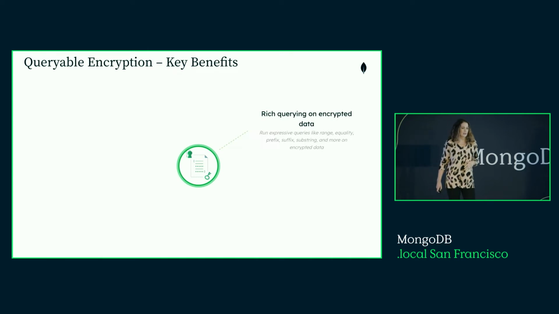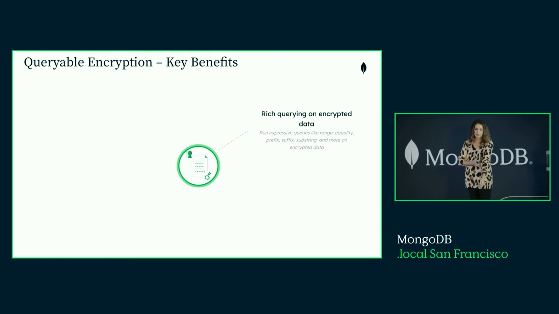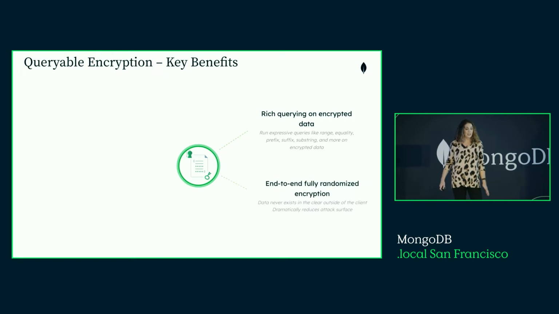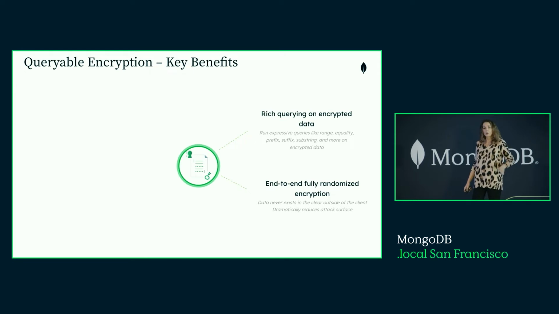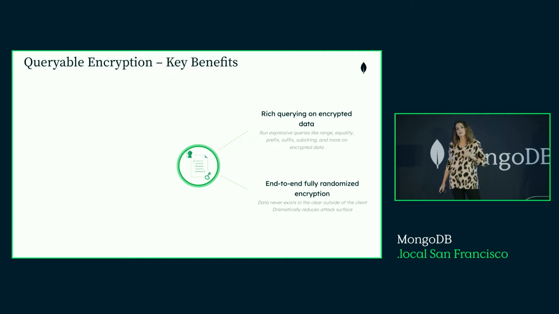So let's go through the key benefits. Why did we build queryable encryption? The rich querying of encrypted data is obviously the big thing. It's being able to go beyond an equality deterministic match. It's being able to actually use that data in its fully encrypted state. Then there's end-to-end fully randomized encryption. It is encrypted at the application and only ever decrypted back at the application. So over the network, while it's stored in the database server, and while it's being used in the database server, it is fully encrypted.